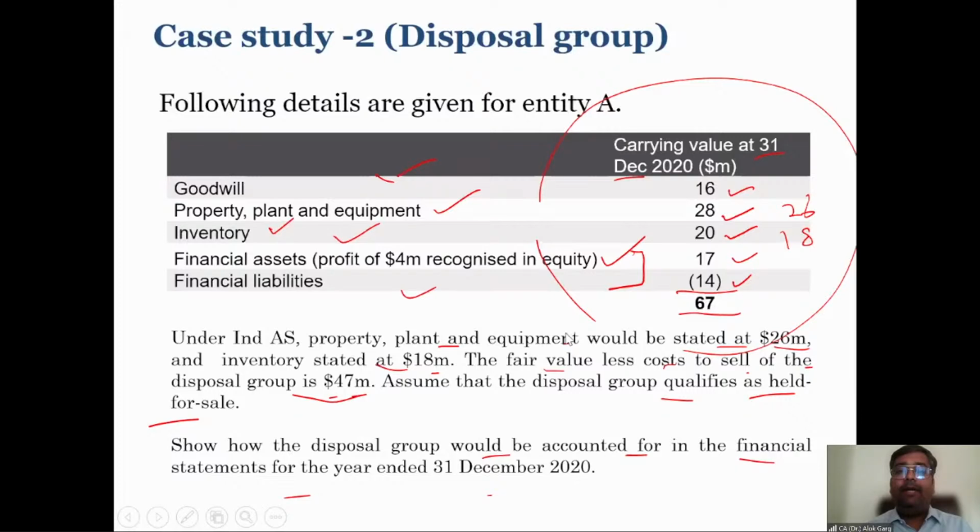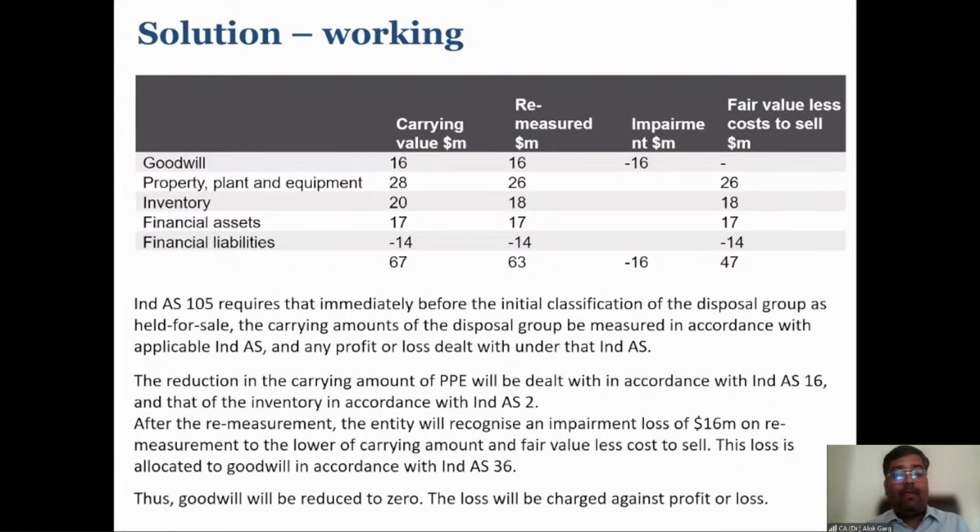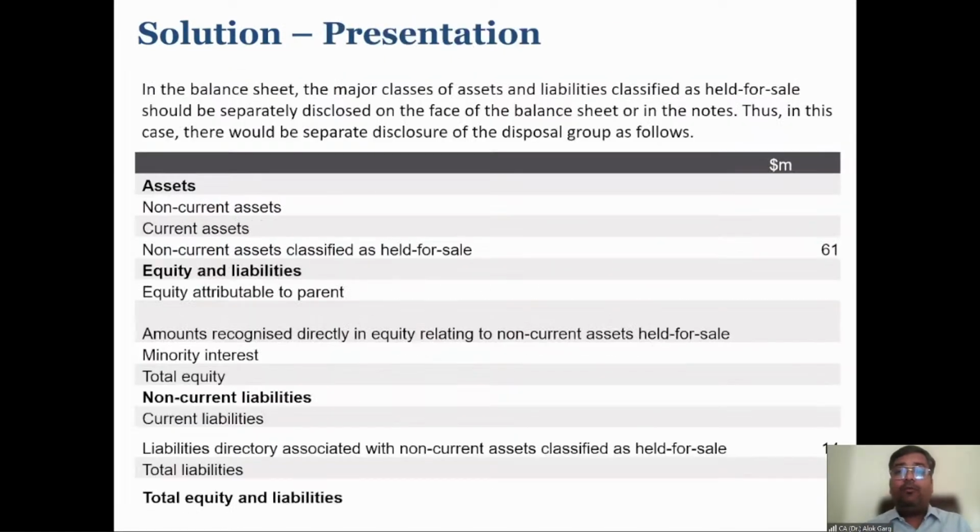So friends, we have completed the disposal group case study also. And this is how the disposal group has to be shown: under current assets, non-current assets and disposal group classified as held for sale, 61 million. Liabilities directly associated with disposal group classified as held for sale, 41 million, right? So this is how we will present this.